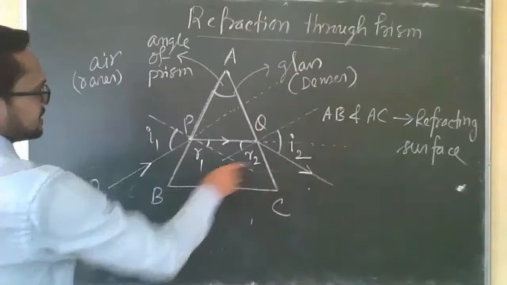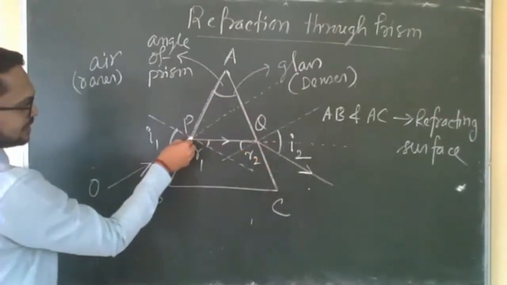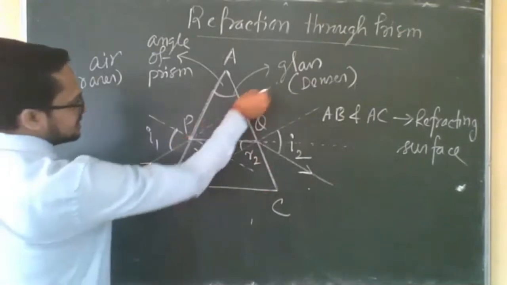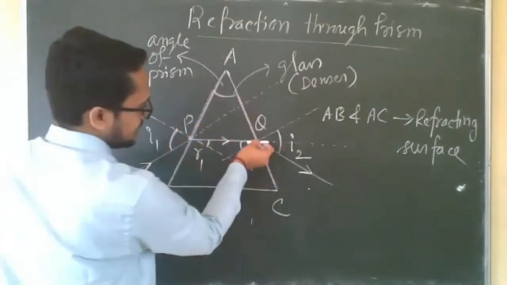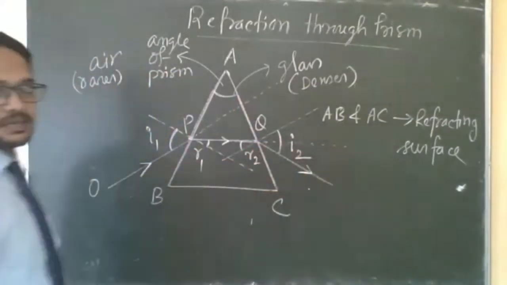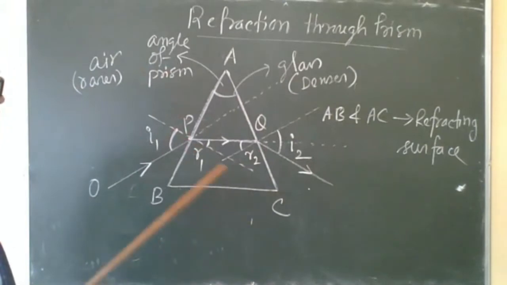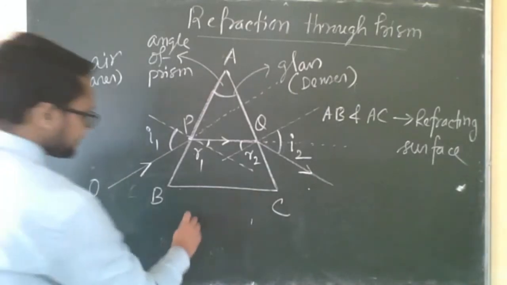In both the refractions, the light is bending towards the base. Here at the first surface, light should go in this direction, but due to refraction, it has bent towards the base. Here also, light should go in this direction, but due to refraction, it has bent towards the base. So this is the ray diagram. This one is given in your book in the first diagram, page number 83, figure 4.23.